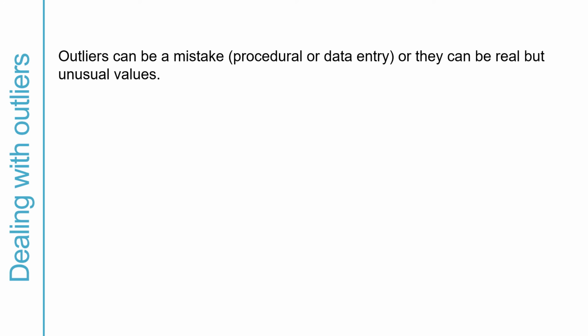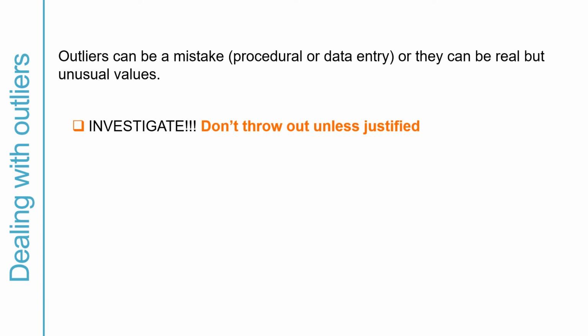How do we deal with outliers? Well, outliers can be a mistake, or they can be real but unusual values. So it is critical to investigate outliers if you find them. Are they realistic or even possible values for your variable? Check your data collection logs. Look at other related variables in your dataset and see whether the values you found make sense in that context or not.